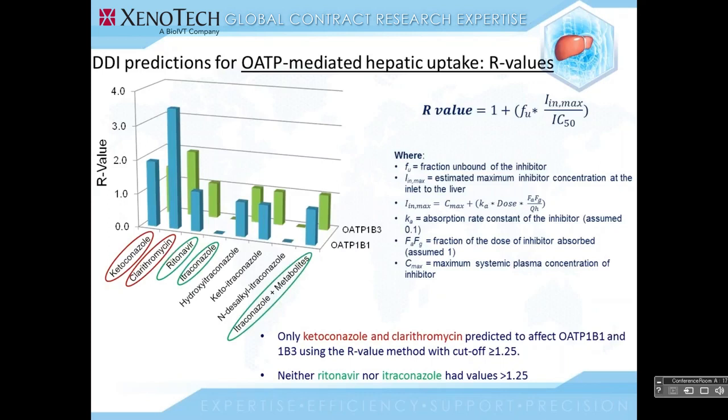We can see that both ketoconazole and clarithromycin were predicted to affect both OATP1B1 and 1B3 using the R value of greater than 1.25. On the other hand, ritonavir and itraconazole had values that were less than 1.25, and this also includes when you calculate itraconazole and the metabolites combined, which had values less than 1.25.